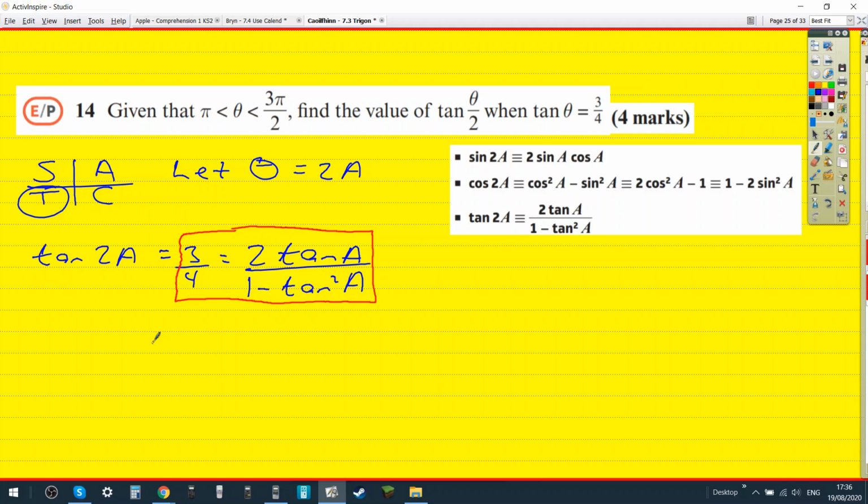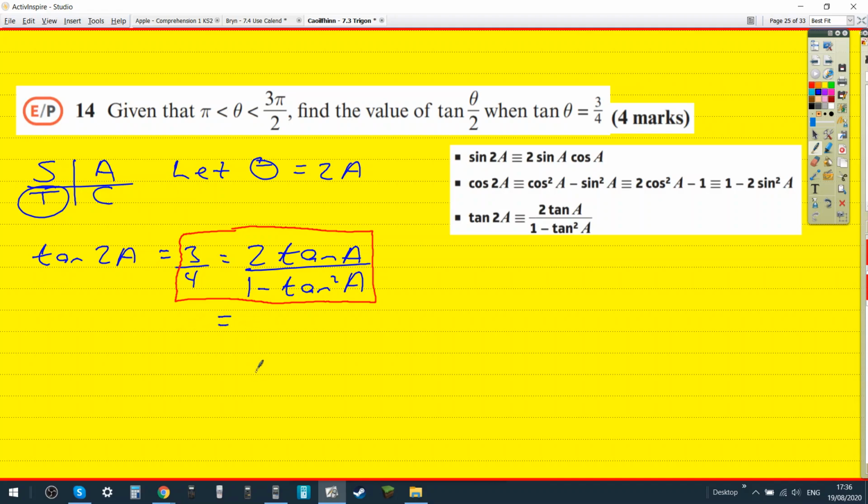I don't get what we're supposed to do with that. What's tricky about solving it? Wait, do we know? Oh wait, we know what tan theta is. So we sub in the 3 over 4. Wait, no, can't do that. We know tan theta, but we don't know tan a. We're trying to solve for tan a. Oh. The tricky bit is the fractions. Get rid of the fractions.